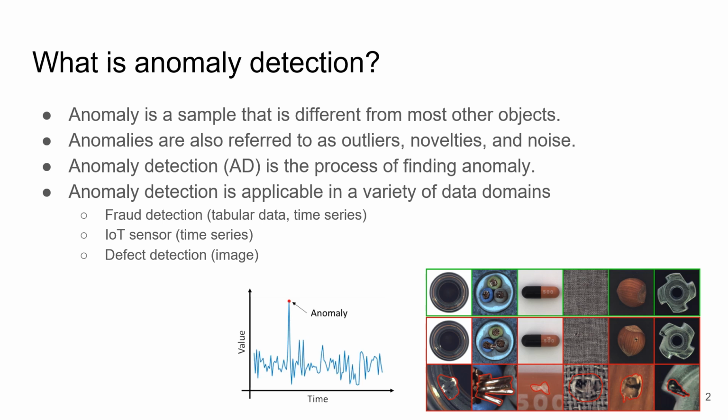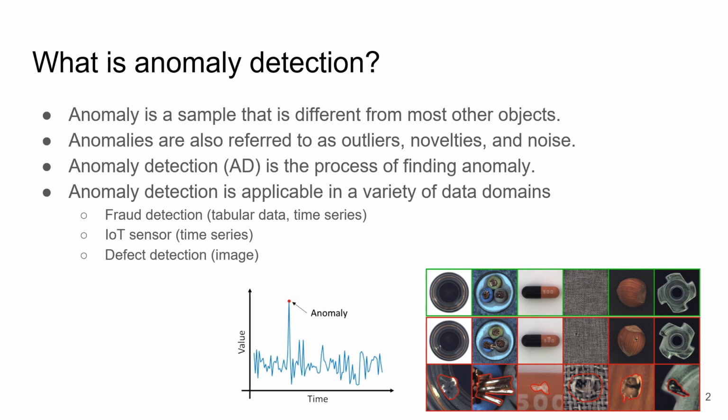What is anomaly detection? An anomaly is a sample that is different from most other objects. So once you want to define an anomaly, you need to define the normal object first. Anomalies are also referred to as outliers, novelties, and noise. Anomaly detection, AD, is the process of finding anomalies. The ratio of anomalies is usually smaller than or equal to 5%.